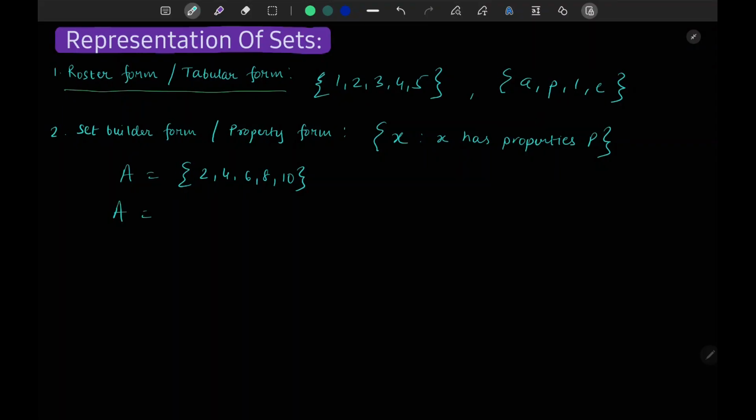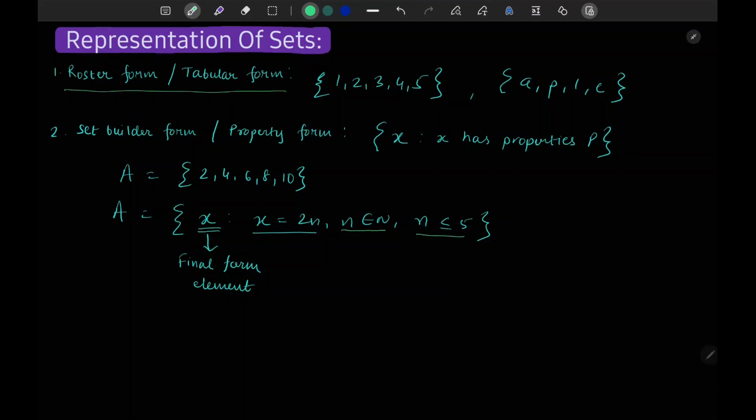Now, the way to write that is, now I will explain one by one what I have written here. So the first element we write here is the final form of the element which we will write in the set. Here we have denoted x by a second variable n, and we have written x equals 2n, after which we have put in different restrictions and we have written the properties of n. We have written that n should be a member of the set of natural numbers and the value of n should be less than or equal to 5. From these two properties, we can easily find the values of n.